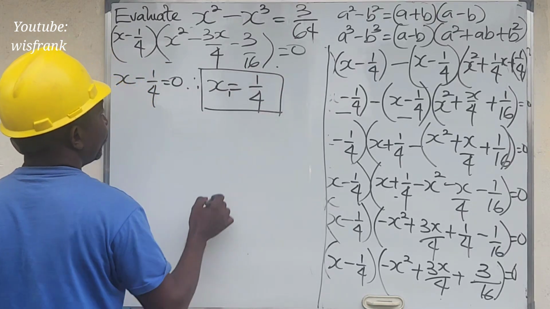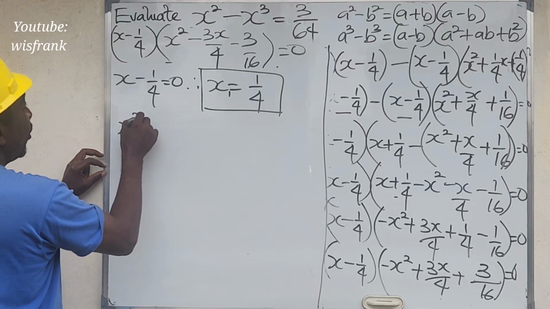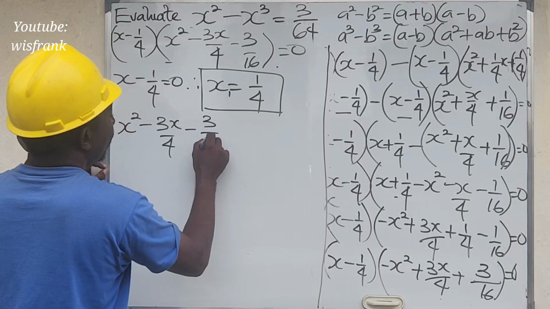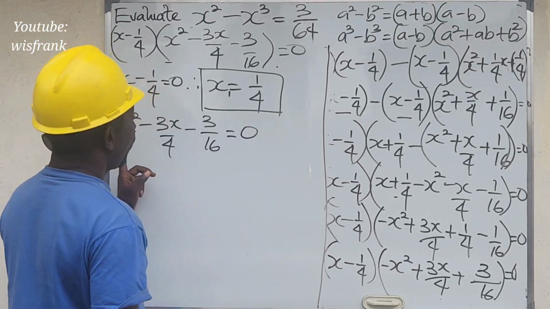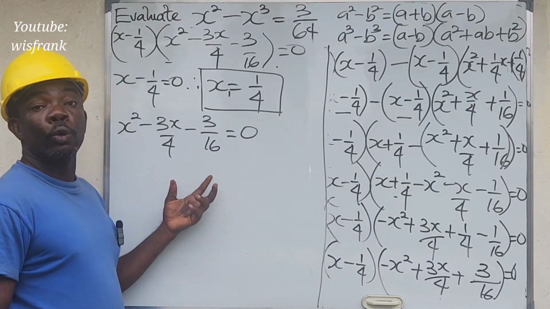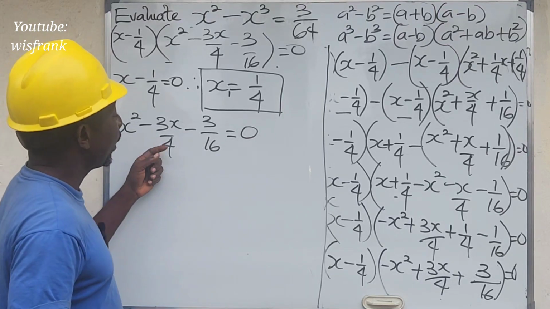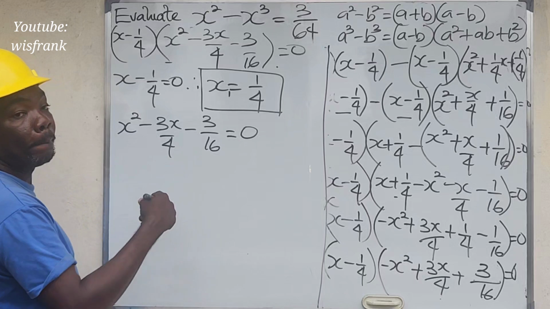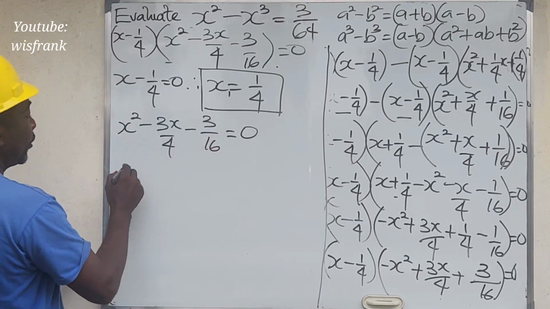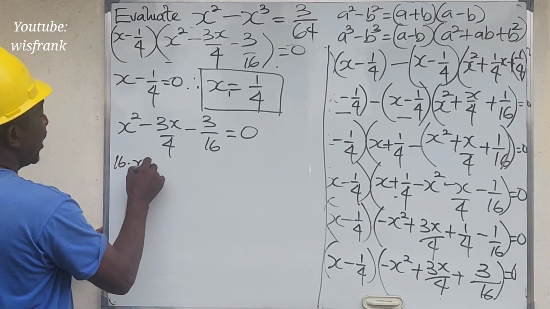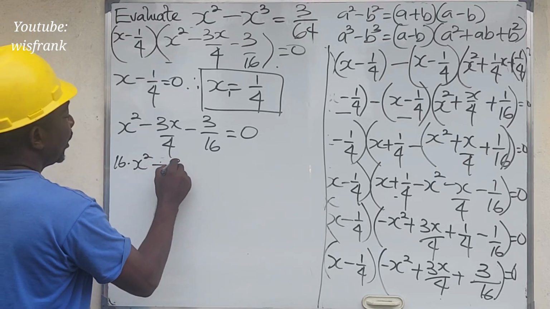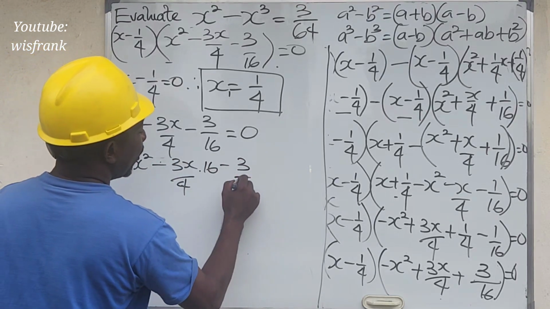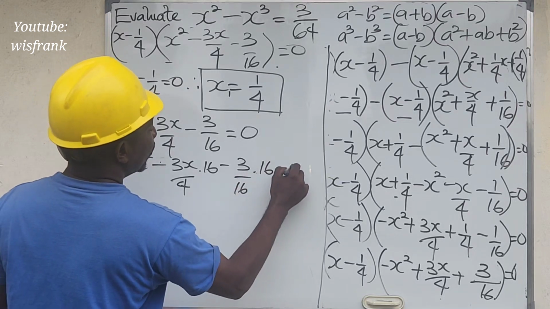Then taking the second parenthesis, which is x to the power of 2 minus 3x all over 4 minus 3 all over 16 equals 0. For us to find the value of x, we need to use the quadratic formula. Before we do that, we can multiply all through by 16 to clear this fraction. So this will become 16 times x to the power of 2 minus 3x all over 4 times 16 minus 3 all over 16 times 16 equals 0.